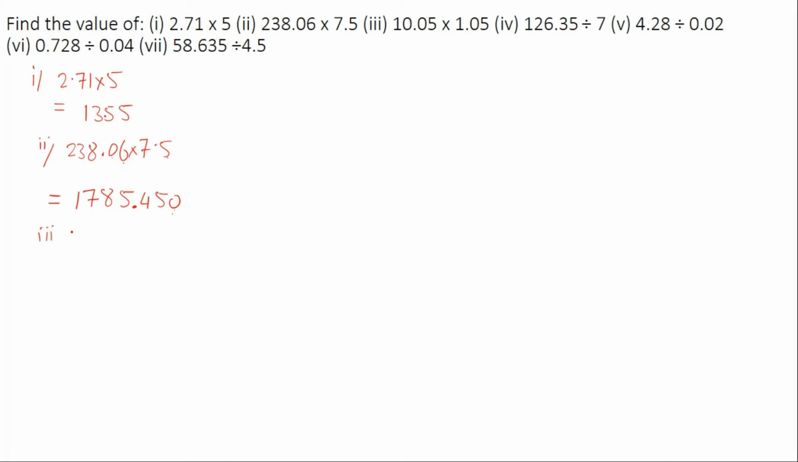Number 3. You have to multiply 10.05 into 1.05. When you multiply it, you will get 105525. Now count the digits after decimal. It is 1, 2 and 3, 4. That means total 4 digits we have to leave from the back side. So we will leave 1, 2, 3, 4 and we will put the decimal here. So the answer will be 10.5525.